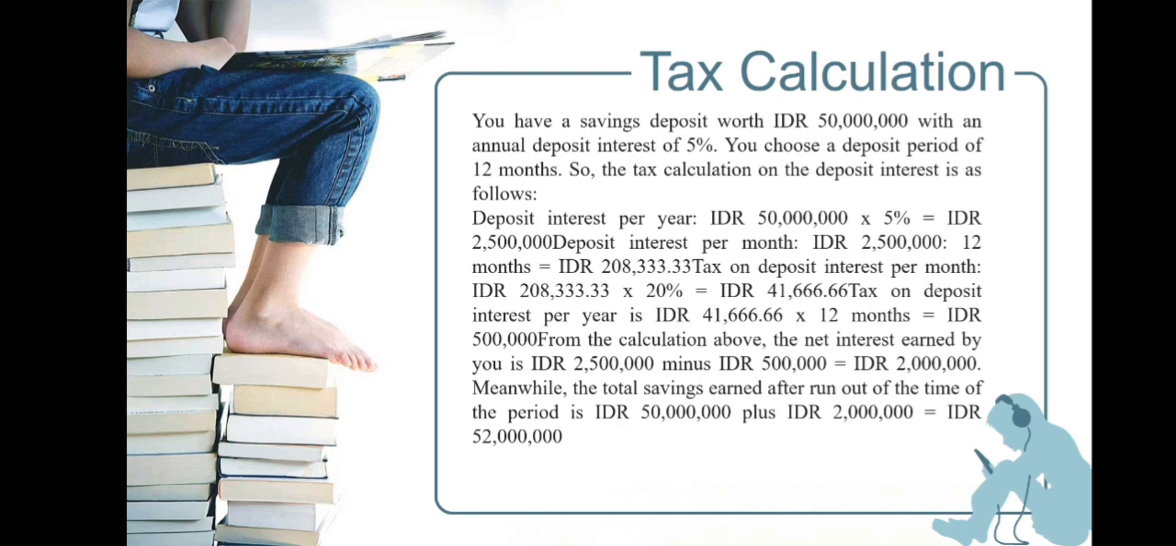From the calculation above, the net interest earned by you is 2.5 million rupiahs minus 500,000 rupiahs, and it equals 2 million rupiahs. Meanwhile, the total savings earned after the period runs out is 50 million rupiahs plus 2 million rupiahs, which equals 52 million rupiahs.